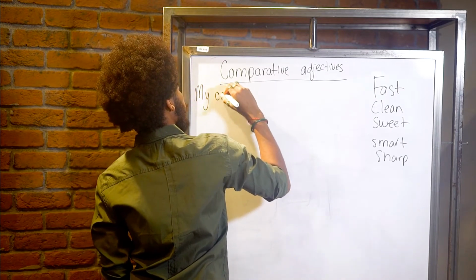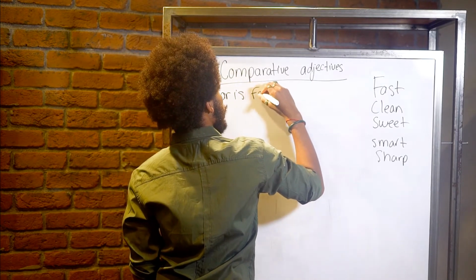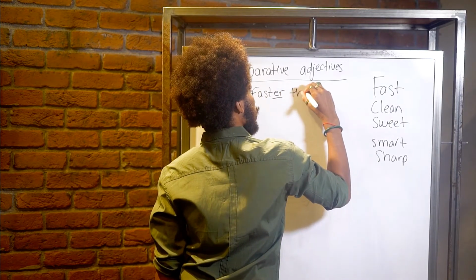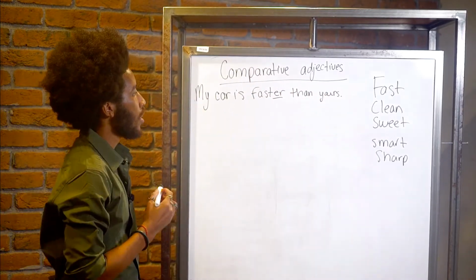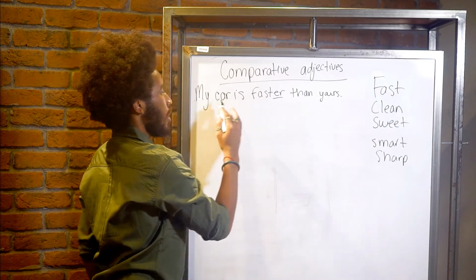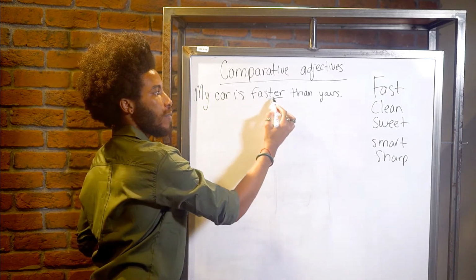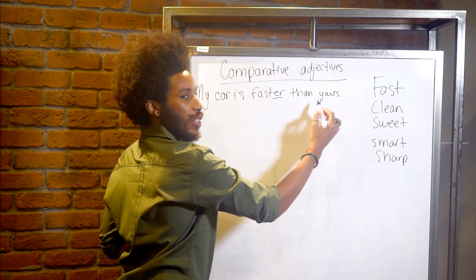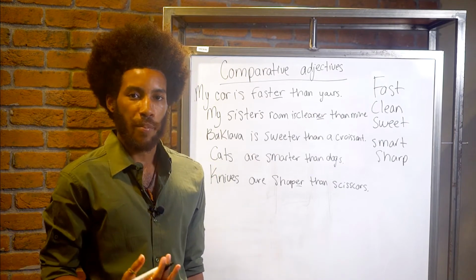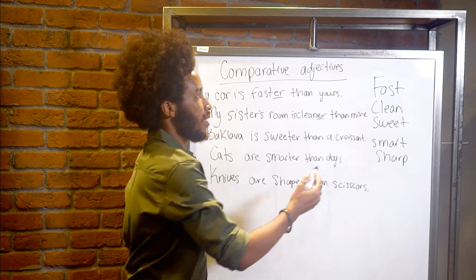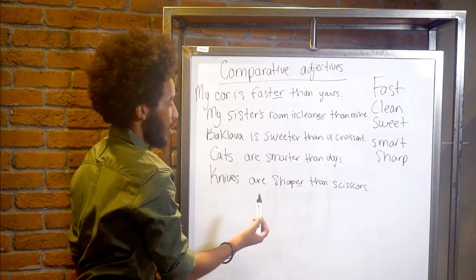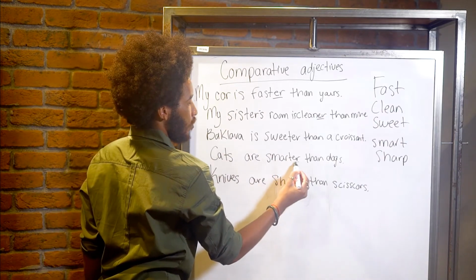My car is faster than yours. This shows that my car is faster than yours. This is how you create the comparative form if your adjective has one syllable. You simply add ER.